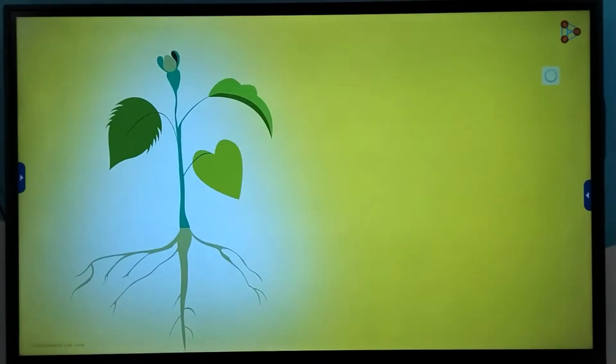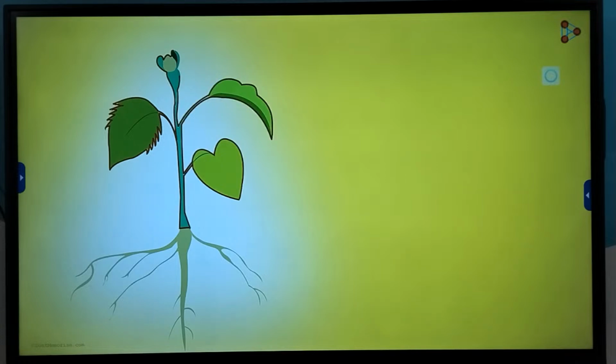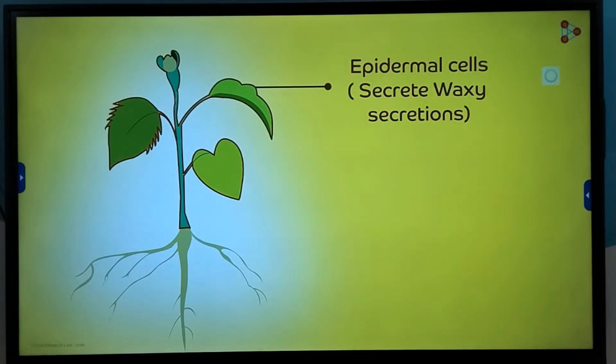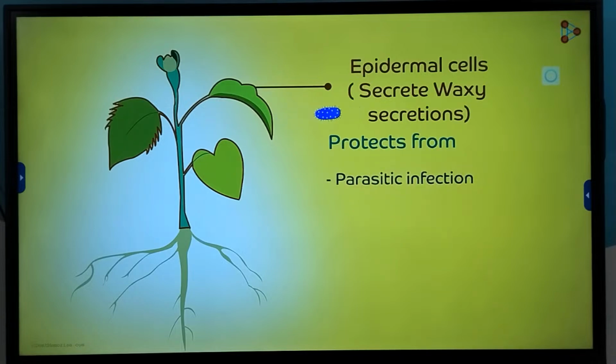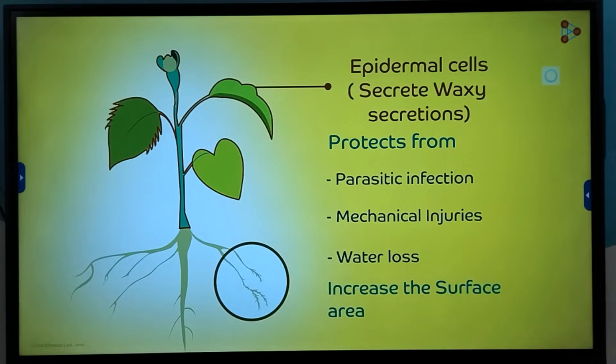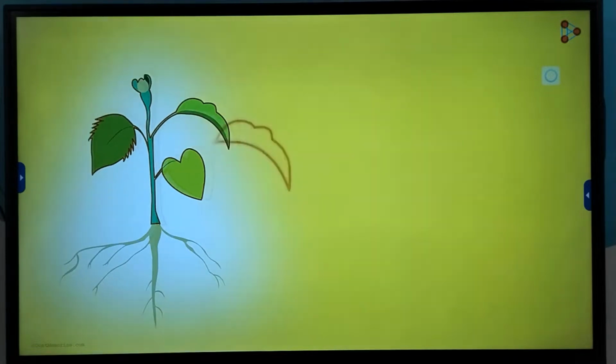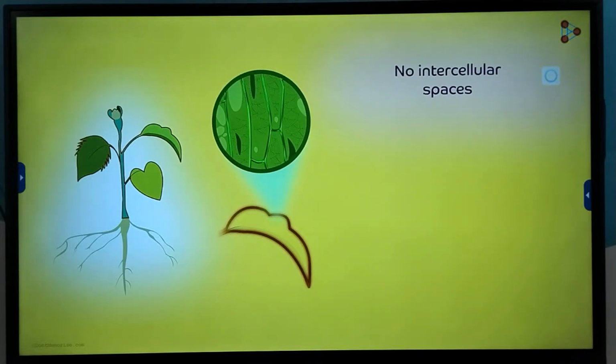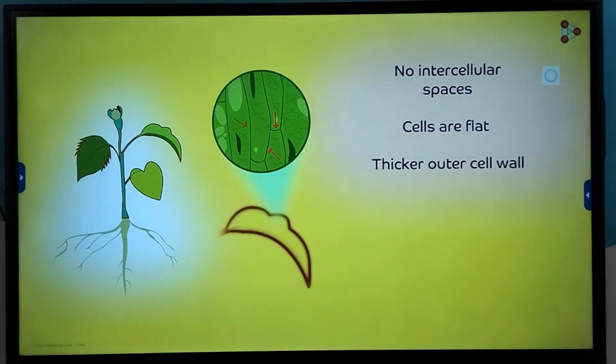On the other hand, in terrestrial plants, usually the aerial parts have epidermal cells specialized in waxy secretions, and it helps in numerous ways, like preventing parasitic infection, protection against mechanical injuries, and even loss of excessive water during high temperatures. In addition to this, when we observe the roots of plants, we find tiny, numerous hair-like structures. These are also modifications of the epidermal cells, which help in increasing the surface area of absorption. Talking about the structures, since they form a protective layer, it is obvious that they do not possess intercellular spaces. Also, the cells are very flat in appearance and possess a comparatively thicker outer cell wall.